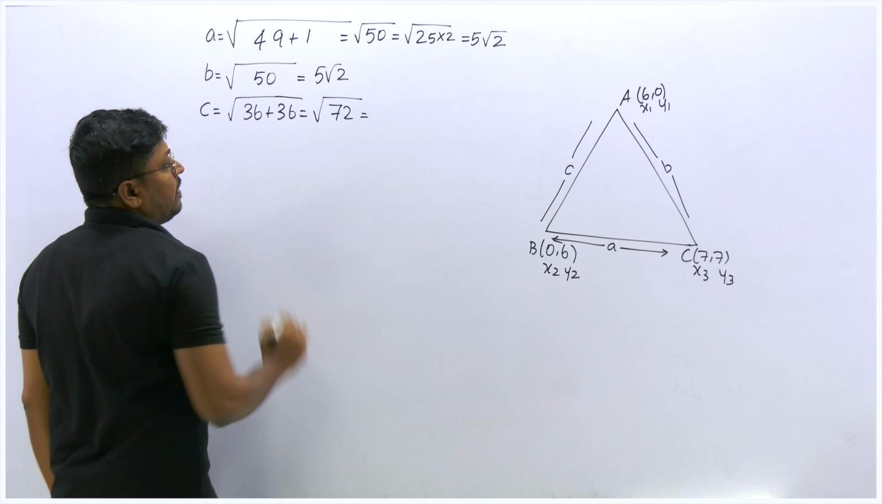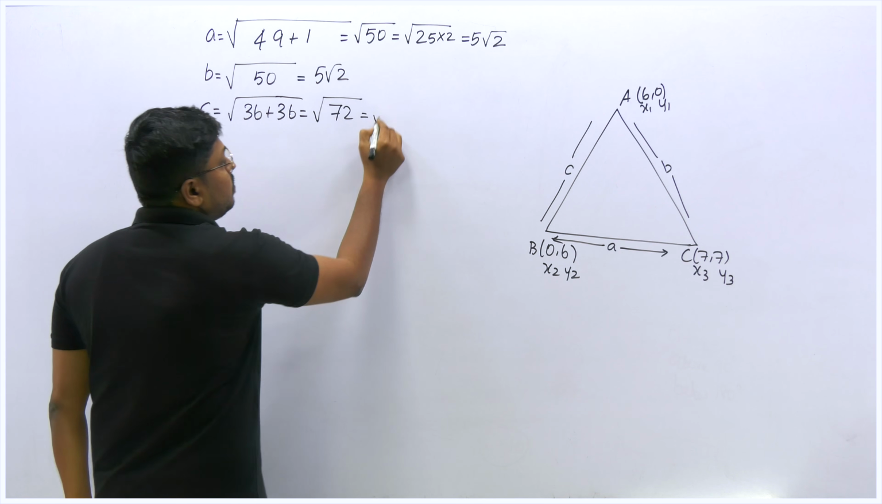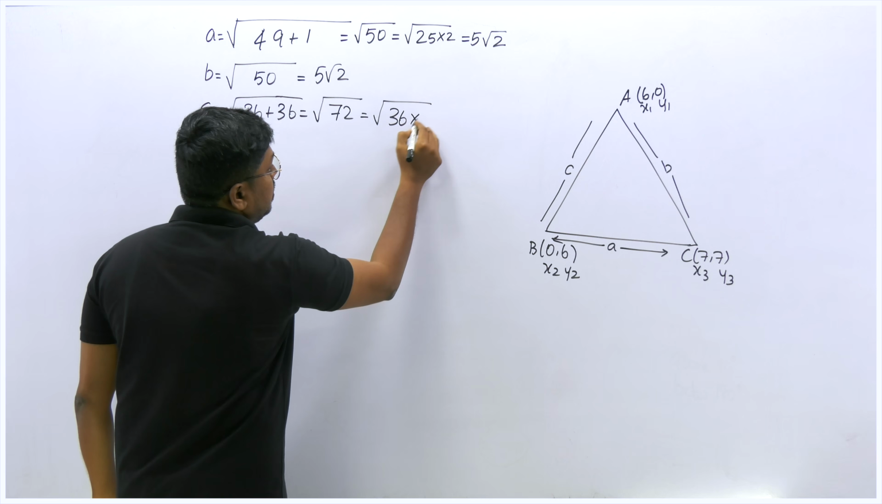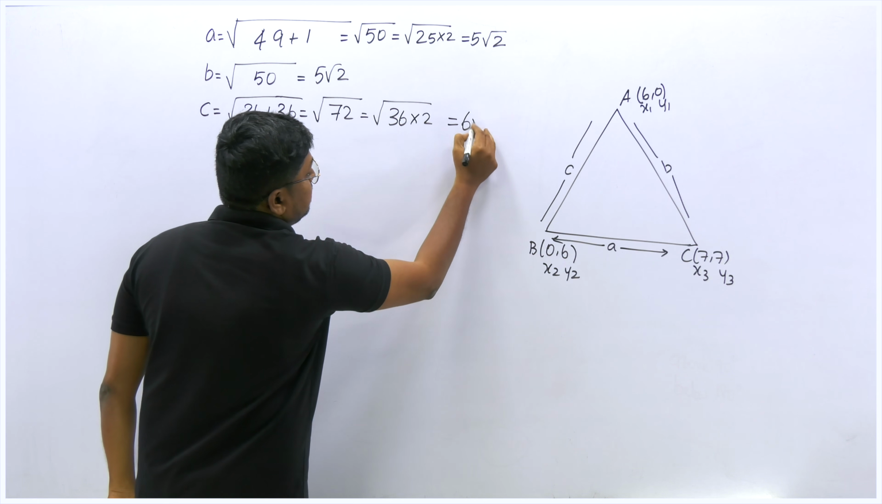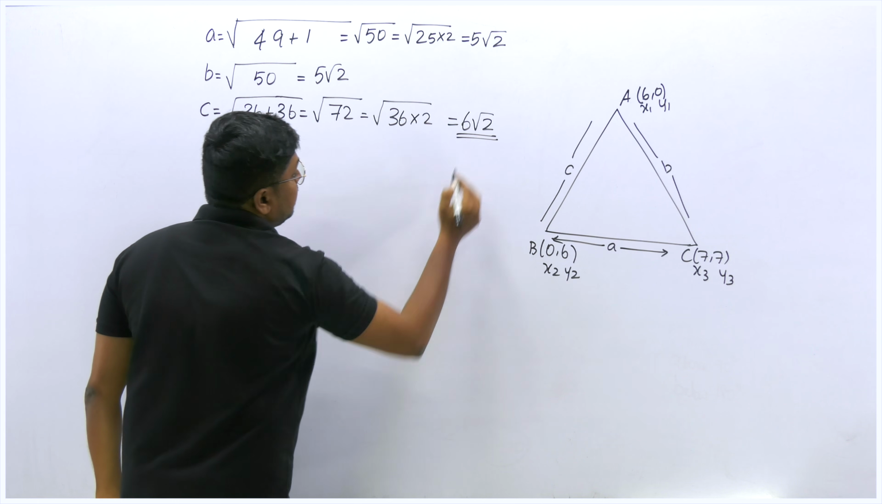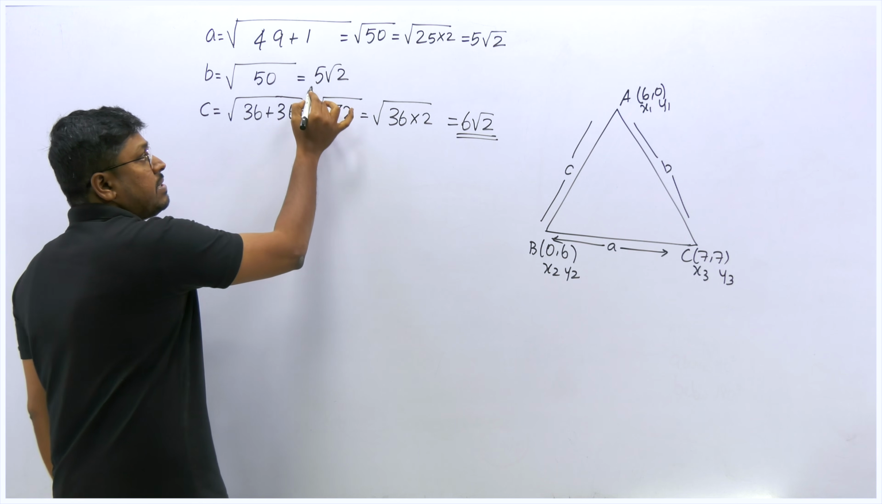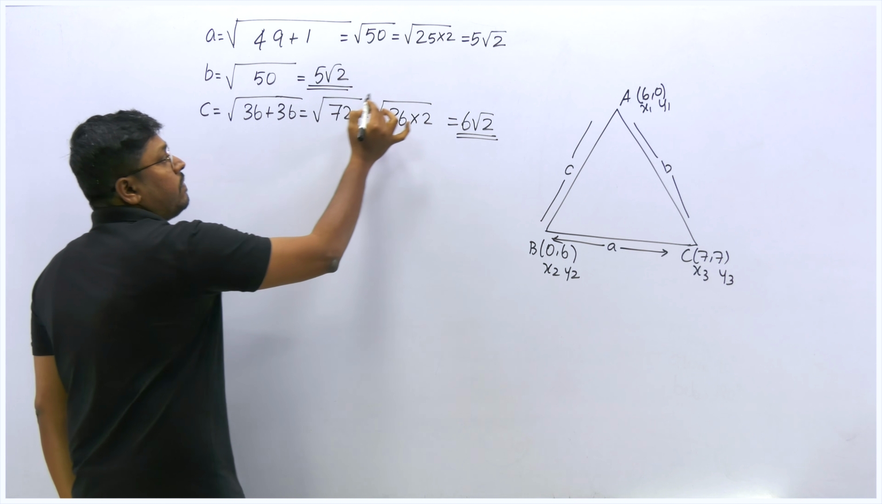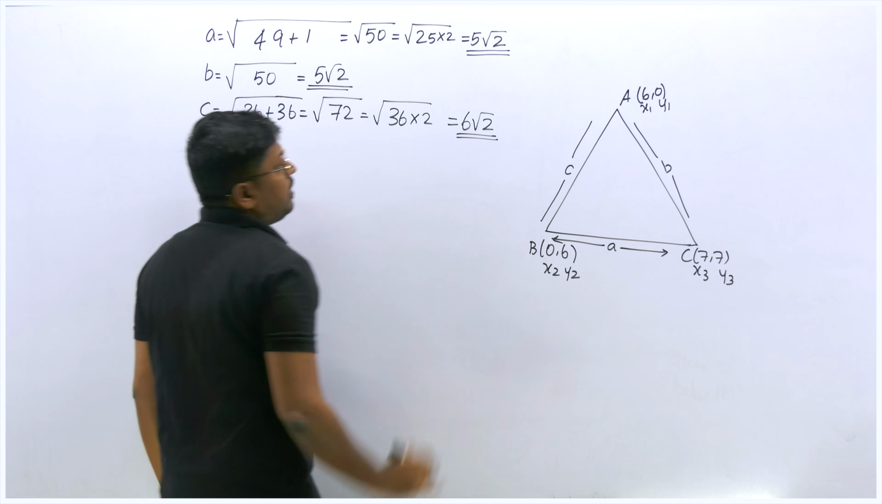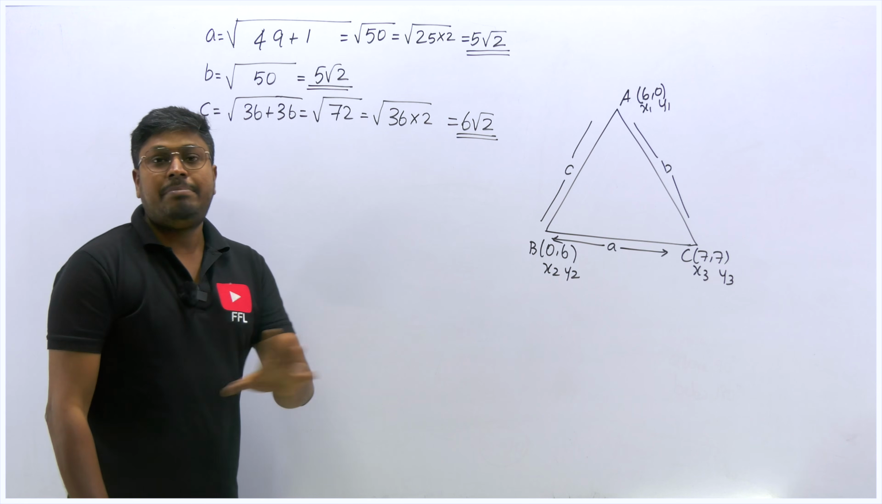So try to simplify it. We can write 72 as 36 into 2. So square root of 36 will be 6 root 2. So finally we can say that the value of C is equal to 6 root 2, value of B equal to 5 root 2, value of A equal to 5 root 2. So finally we got the A, B, C values.